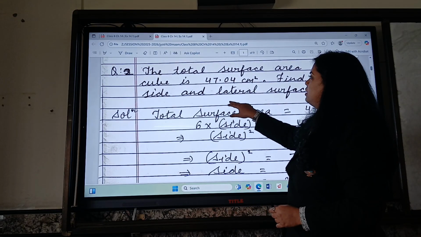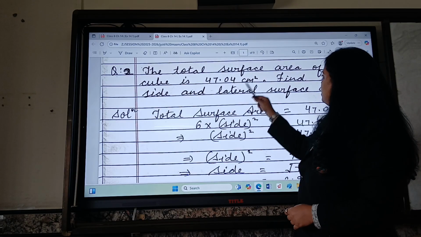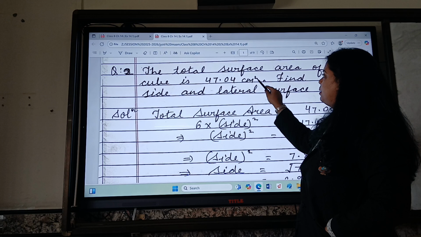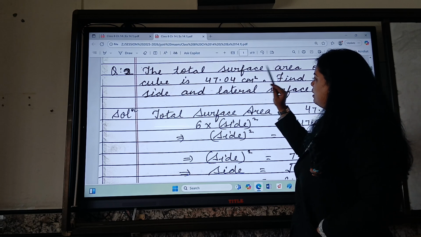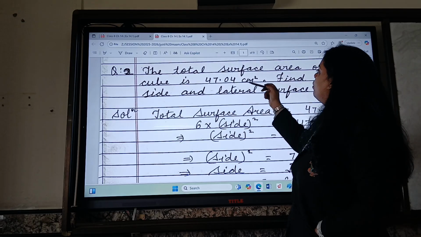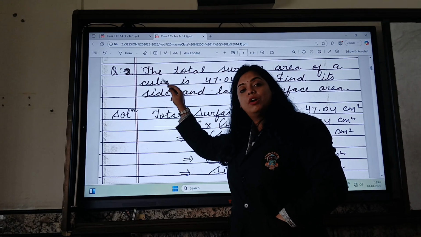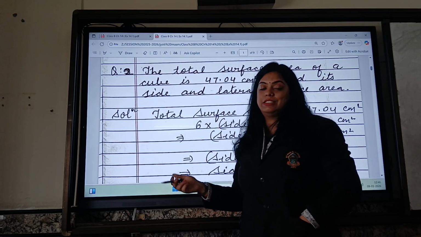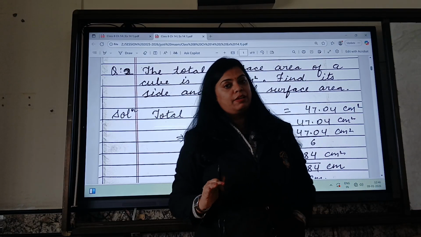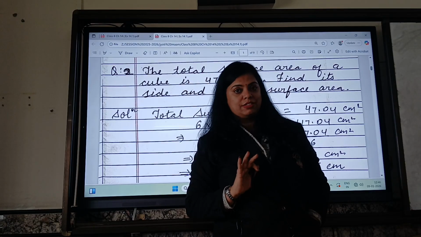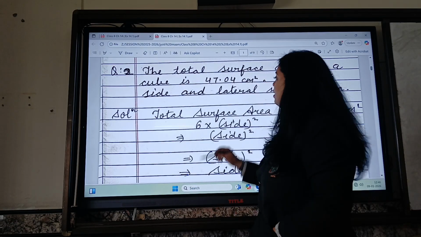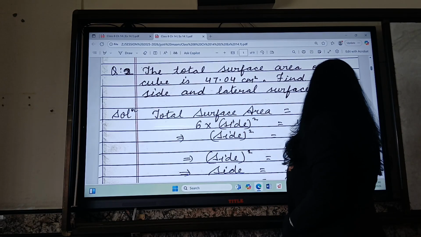B part you will do yourself. Question is saying total surface area of a cube is 47.04 centimeter square. So what we are thinking, question is giving 47.04, but what we know about the cube? Do we know the formula of total surface area of cube? Yes, we know. Total surface area of cube is 6 side square, because we have 6 square faces in cube. So formula should be 6 side square, but according to question, its value is 47.04.